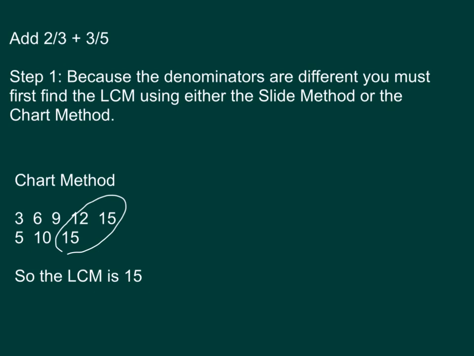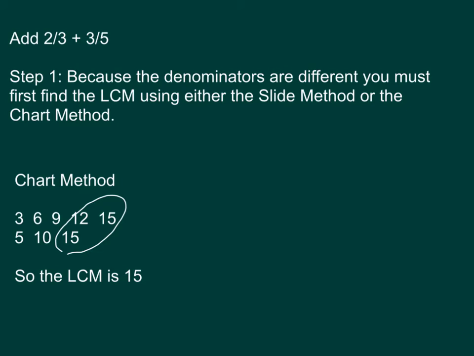So we're going to add 2/3 plus 3/5. But the first thing you notice here is that the denominators are not the same. So the first thing we have to do is find the LCM, or the least common multiple. And we can do that in one of two ways. You can use the slide method, or you can use the chart method.